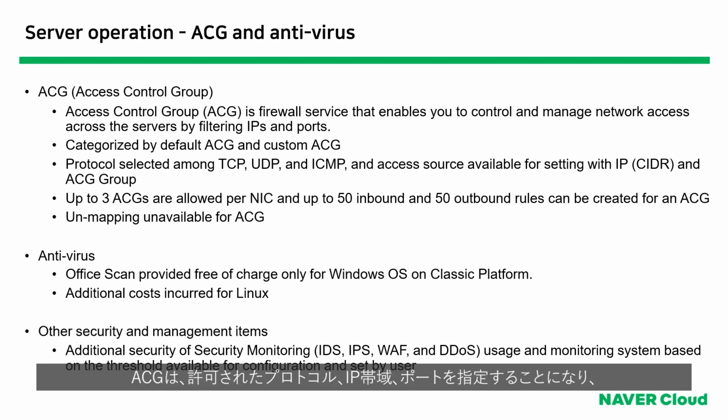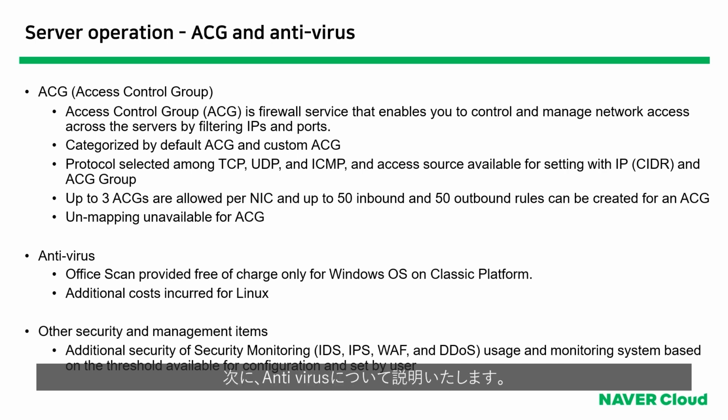ACG specifies the protocol, IP range, and port to allow, and 3 ACGs can be applied per network interface of a server in NAVER Cloud Platform. For ACG rules, you can set 50 inbound and outbound rules respectively. Since ACG is a part that must be specified when creating servers, we recommend that you create ACGs that suit your purpose before creating a server.